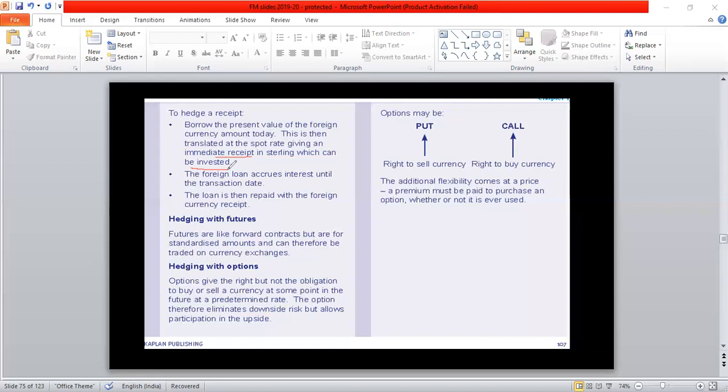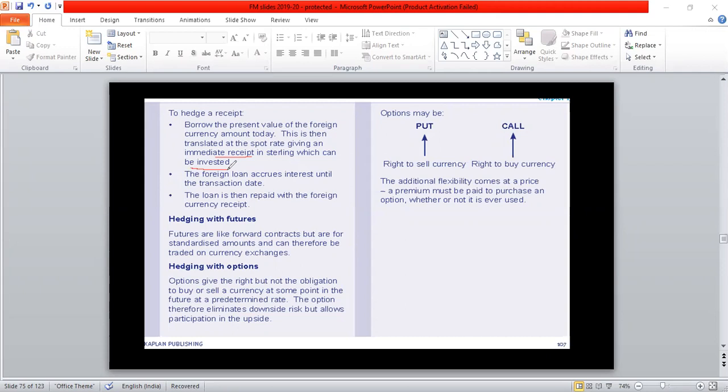Okay, so they can also hedge their transactions with futures. That is, the amount is settled at a future date, at a rate which is pre-decided, and the obligation will be fulfilled.